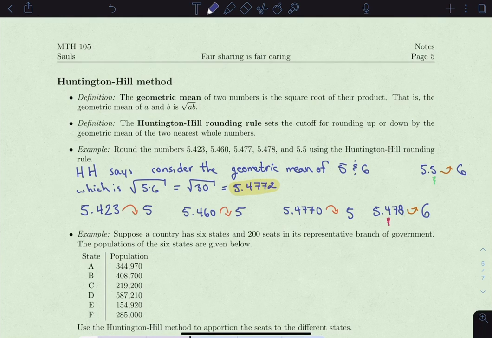In the next video, we will do an example where we use the Huntington-Hill rounding rule to apportion the seats in a representative branch of government to 6 states.